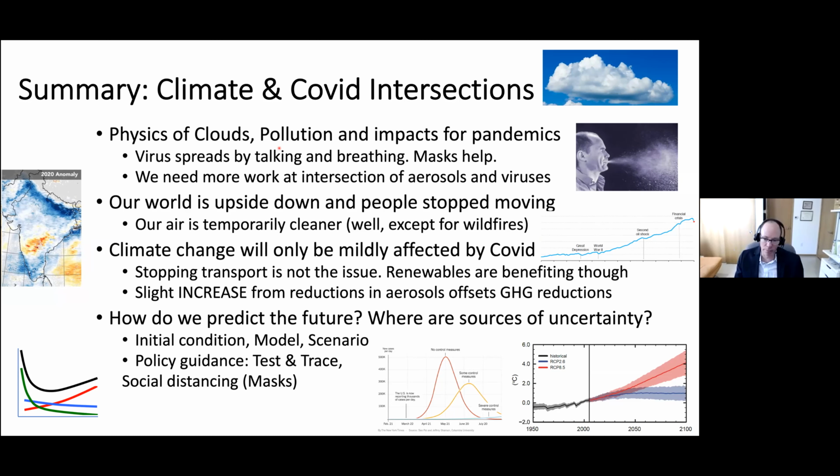So finally, how do we predict the future and where are the sources of uncertainty? Well, it's useful to think about this in any modeling framework. There's initial condition uncertainty, model uncertainty, and scenario uncertainty. And minimizing uncertainty depends on when you want to do your prediction. And it also provides some policy guidance. For the virus, it provides policy guidance about increasing testing, which reduces your uncertainty in the near term.